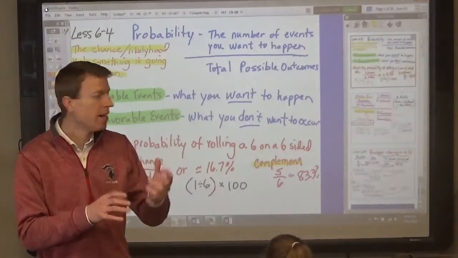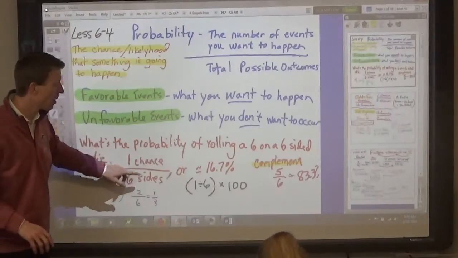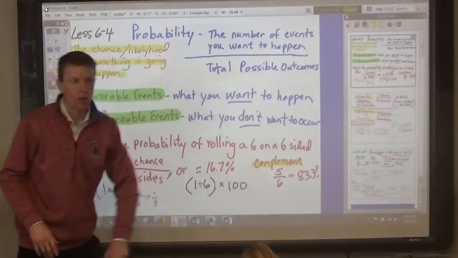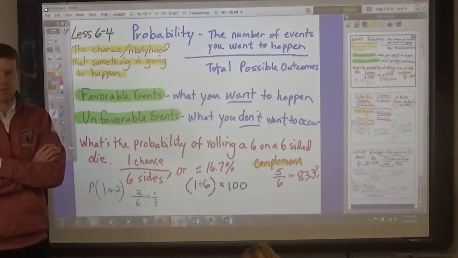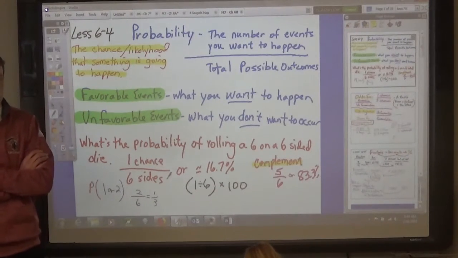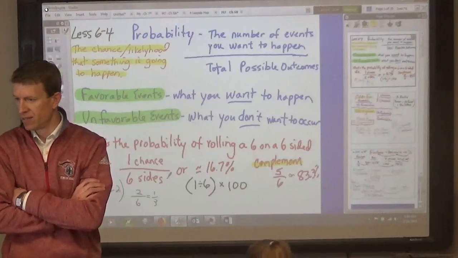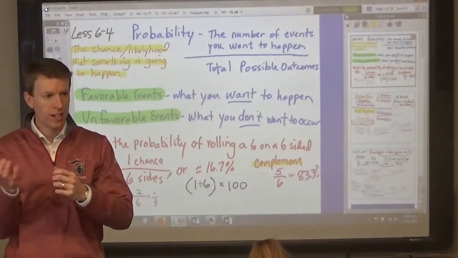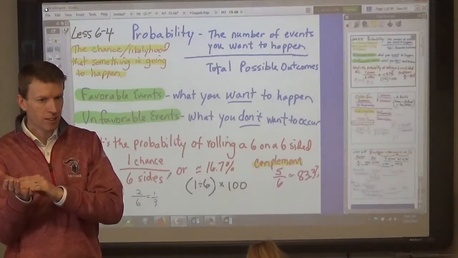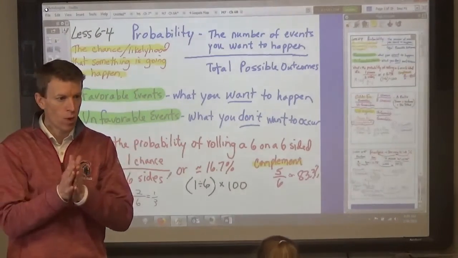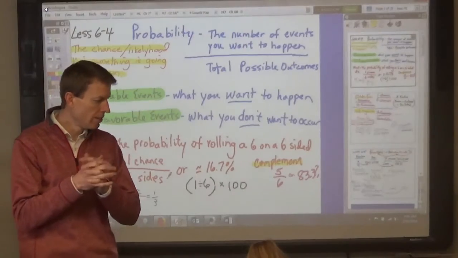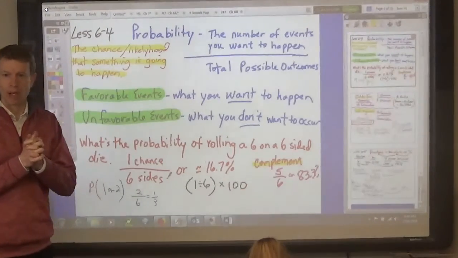And if you add the 1 out of 6 plus its complement, what do you get? 6 out of 6, or what percent? 100%. Yep. So the event plus its complement is 100%. Okay? Does that make sense? Everybody with me so far?